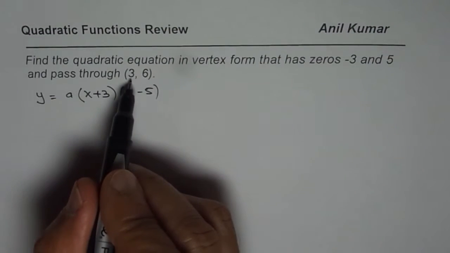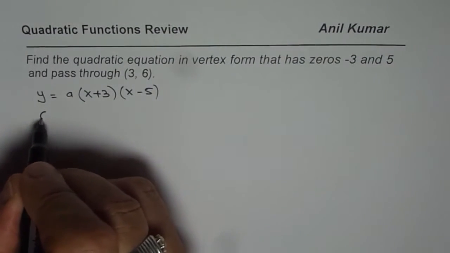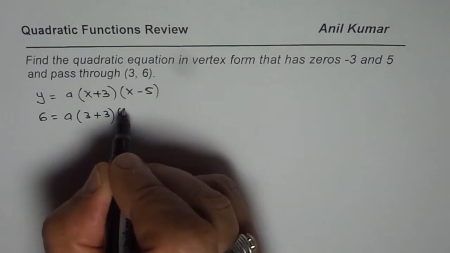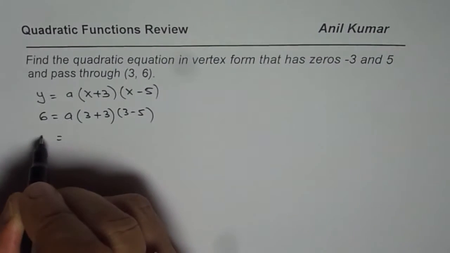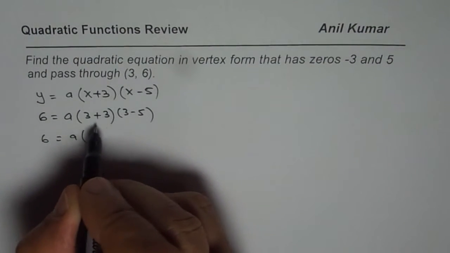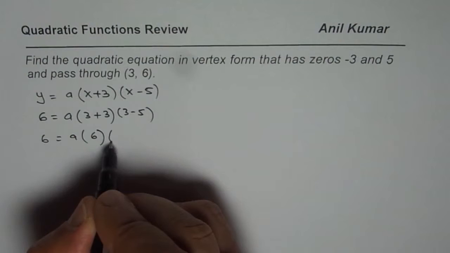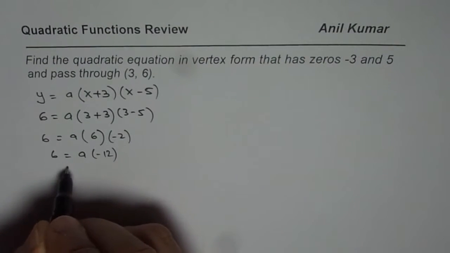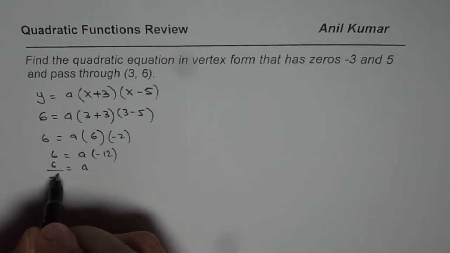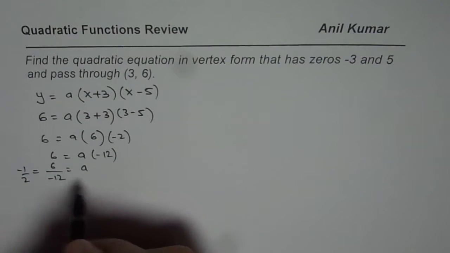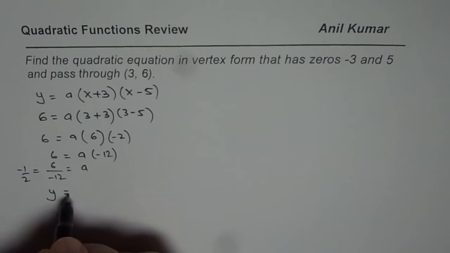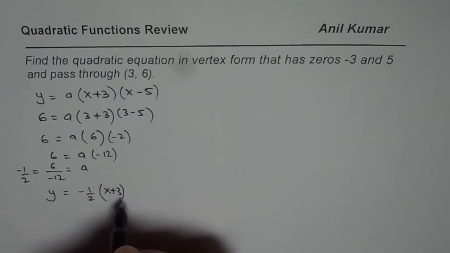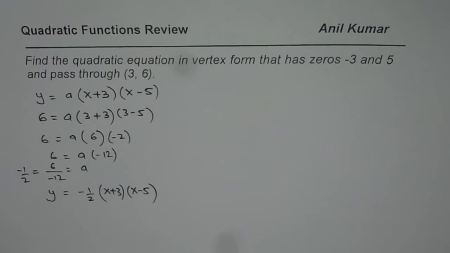To find a, we will use the point (3, 6). So 6 is the y value, 3 is the x value, right? So we get 6 equals a times (3 plus 3) times (3 minus 5). 3 plus 3 is 6, and 3 minus 5 is minus 2. So we get a times minus 12 equals 6, or a equals 6 divided by minus 12, or minus half, correct? So we can write the equation as y equals minus half times (x plus 3) times (x minus 5).